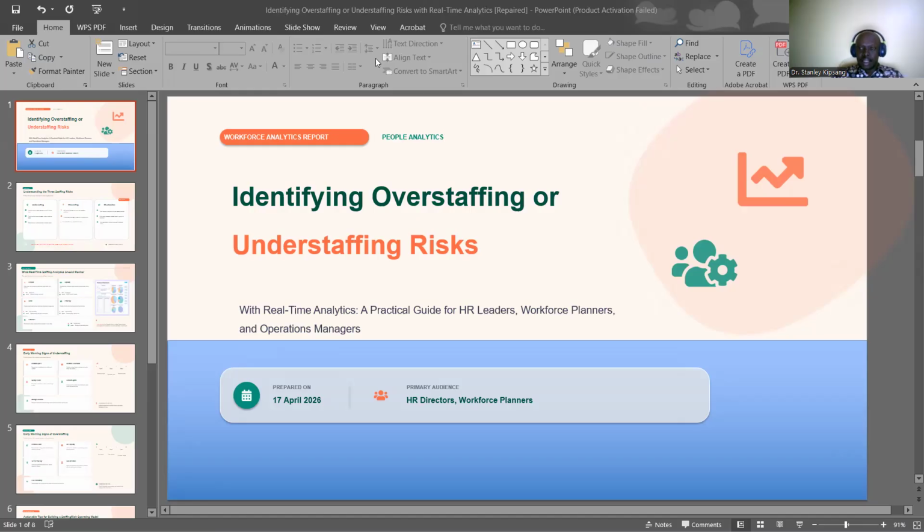It is key that organizations take into consideration when they are overstaffed or understaffed, because the two situations present a problematic issue that organizations need to address. In this presentation, I'll take you through how to identify these two risks and the steps the organization can take to mitigate or manage them in the event that they occur.